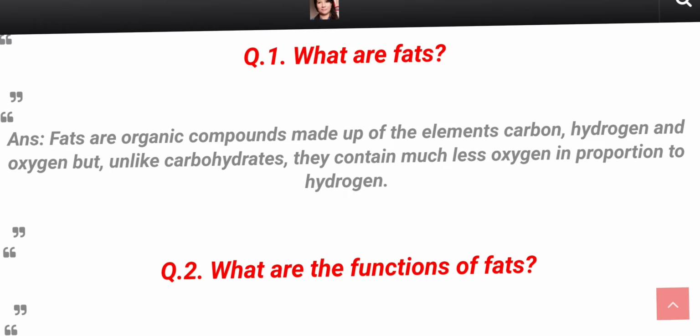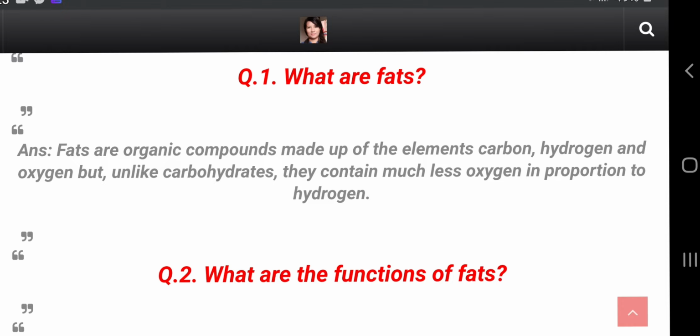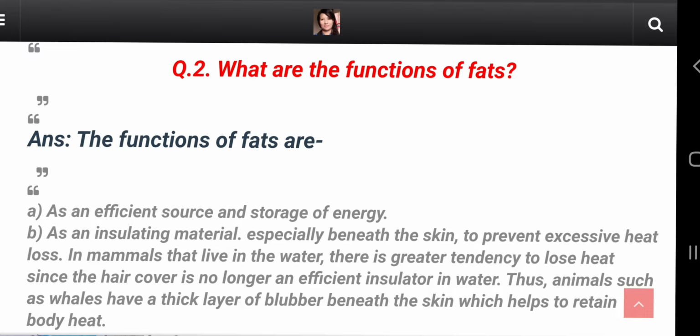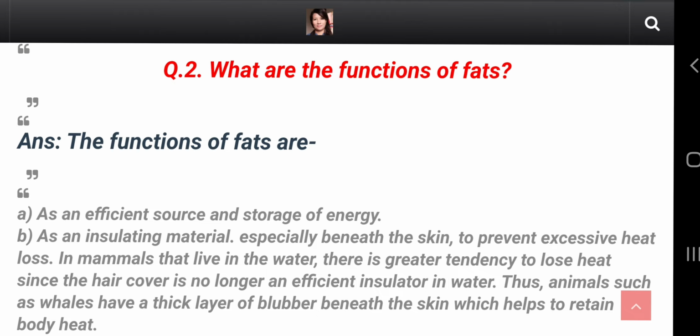What are fats? So fats are organic compounds. What kind of compounds? Organic compounds, made up of the elements carbon, hydrogen, and oxygen. But unlike carbohydrates, they contain much less oxygen in proportion to hydrogen. What are the functions of fats? Why do we need fats? The main function is an efficient source and storage of energy. Yes, that's why we need fats.